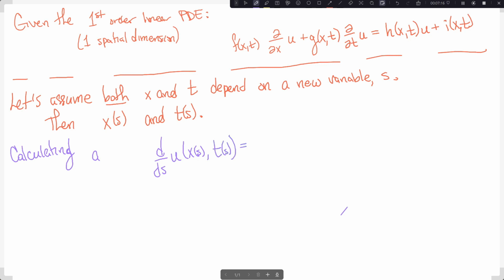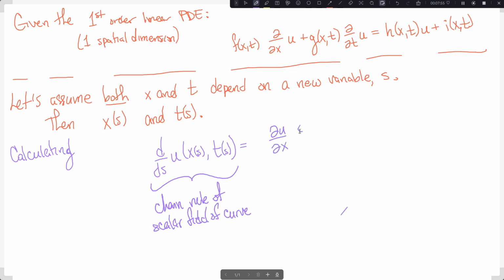How do we take derivatives? This is something that maybe was not clear this semester, and I apologize for that, but how do we take derivatives of something like this? Well, we end up using the chain rule, right? This is basically a scalar field of a curve. This is jumping back to our chain rule of scalar field of a curve. If we jump back to that section and compute everything out, what we would recover is partial u partial x dx ds plus partial u partial t dt ds.